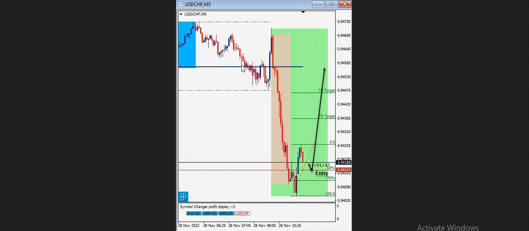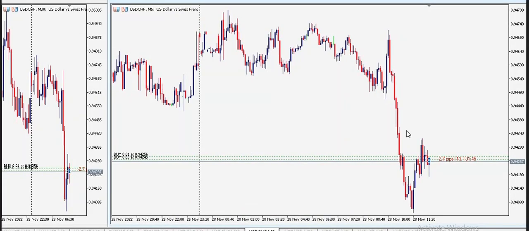This is Monday. I want to see price at the New York session below the weekly open and daily open, and also below the Asian session. Once that happens, I look for price to give me a break of market structure. This is happening on the 5 minute time frame. On the retest of the order block or 50% pullback, I take my entry. This was when I took the entry.